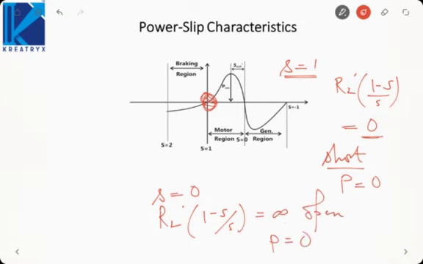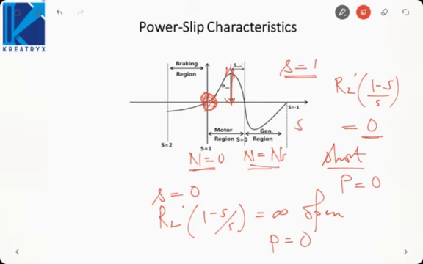Whenever it is short, that means voltage is 0, then again the V into I power will be 0. If it is open, the V into I again will be 0, because I is 0. So at n equal to 0 and at n equal to ns, in both cases power is 0. In between, the power passes through a maxima.